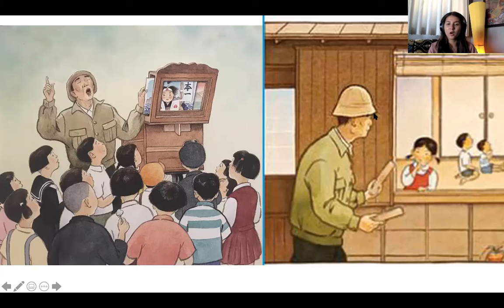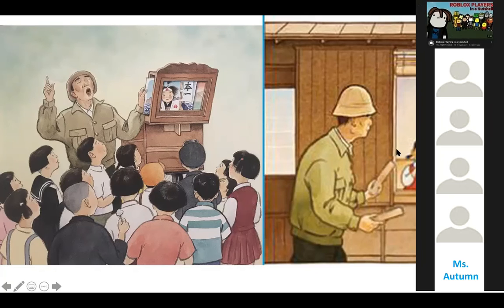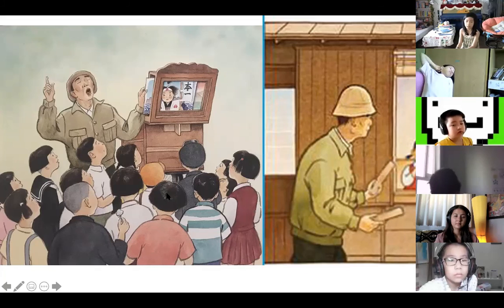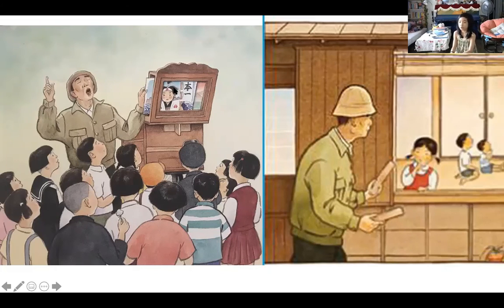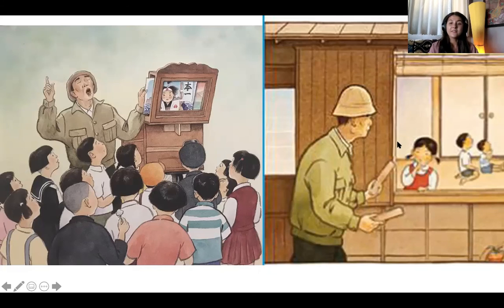Okay, let's go for one more. Who has one more opinion that they'd like to share? Okay, Nancy, go ahead. I also think that he loved being a Kamishibai man because even though the children were interested in TV, he always had a high hope that some children would come see him soon. Very good, well done. So even with the invention of television, he didn't give up straight away.